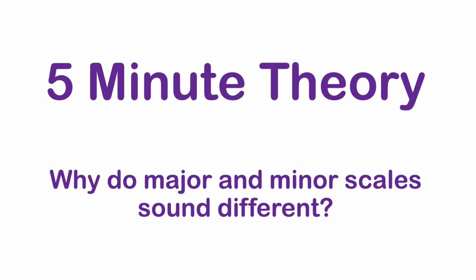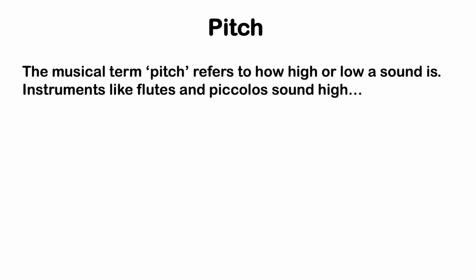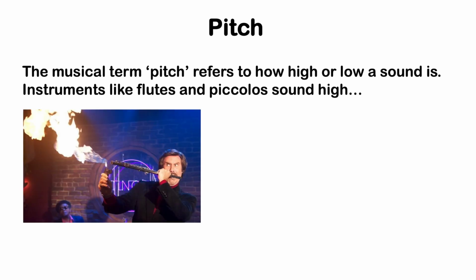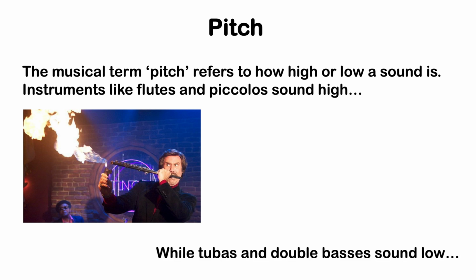Have you ever wondered why major and minor scales sound different, and what is a major and a minor scale? Let's have a look. Let's just cover a few basics first. So hopefully we all know what pitch means. It just means high or low. So instruments that play high are flutes and piccolos. Instruments that play low, tubas and double basses.